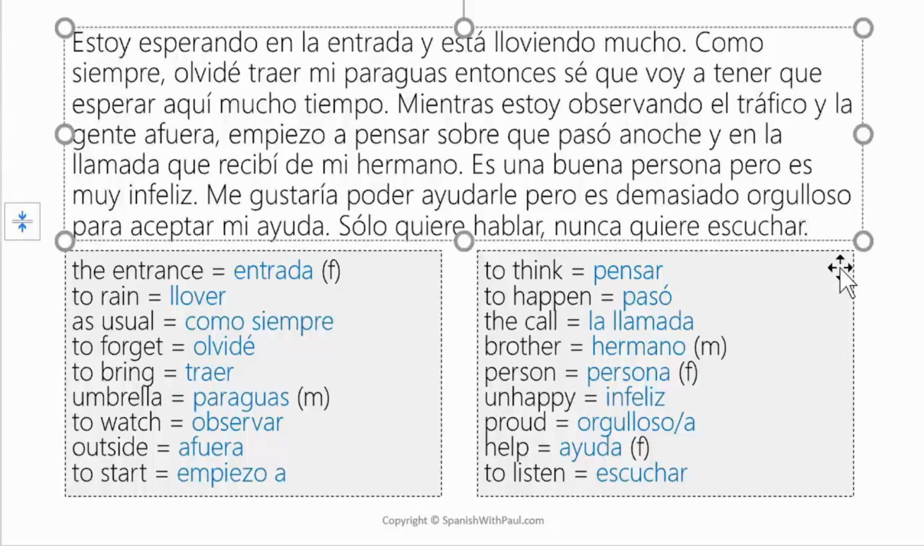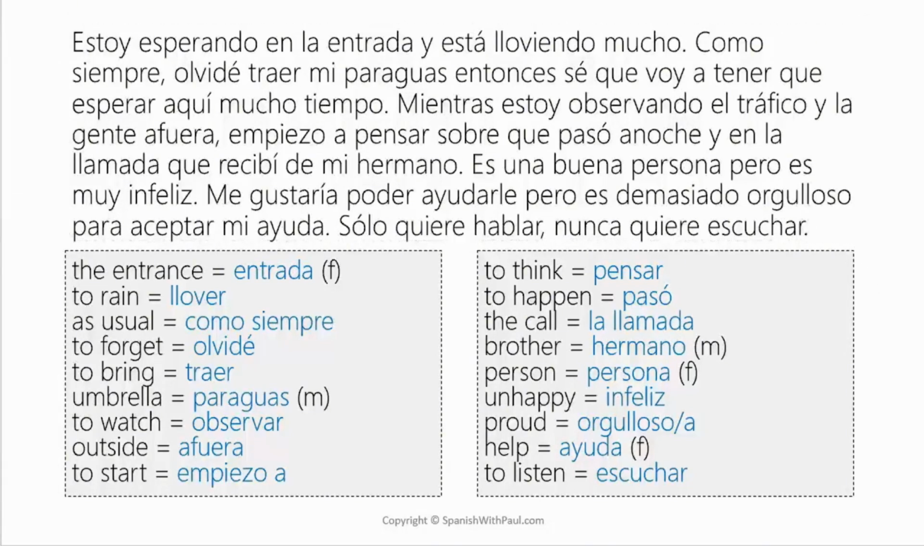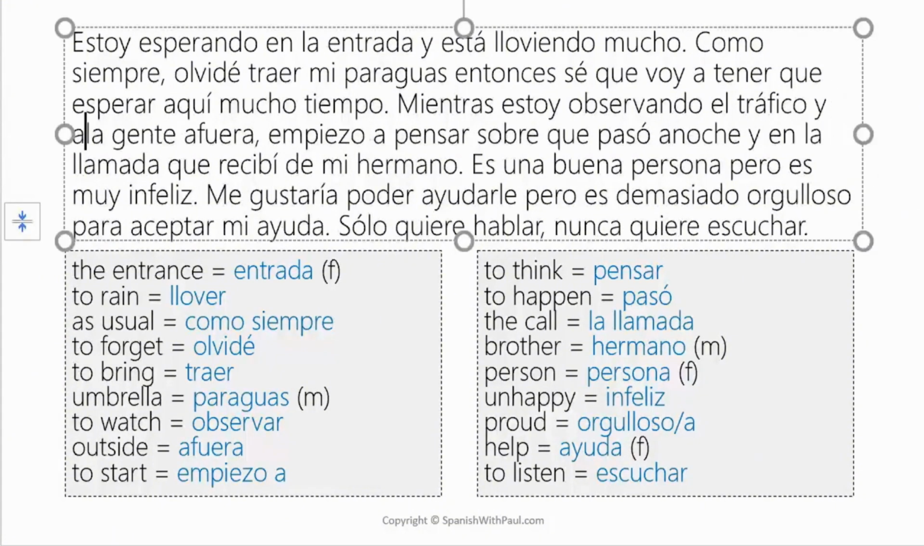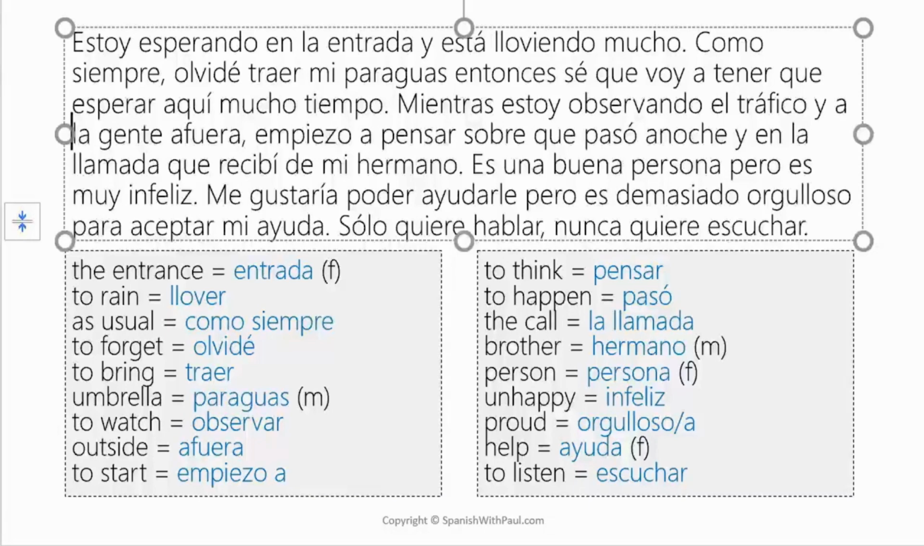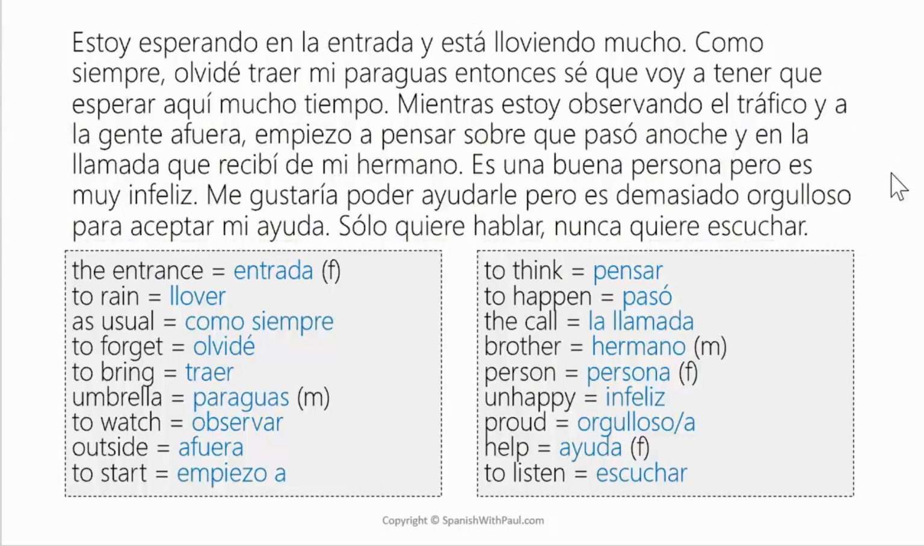So we'll put a full stop here, and now there are two little things that I would like to add to this. They're things that we haven't covered in the course yet. We will do in due time. The first thing is that we need an a here. So it would be mientras estoy observando el tráfico y a la gente afuera. This is called the personal a. And I'm going to do a dedicated lesson on this so that you can learn how to do it or when you should put it in.